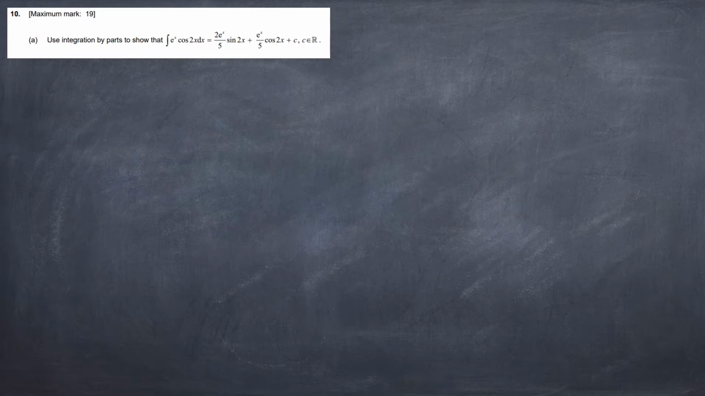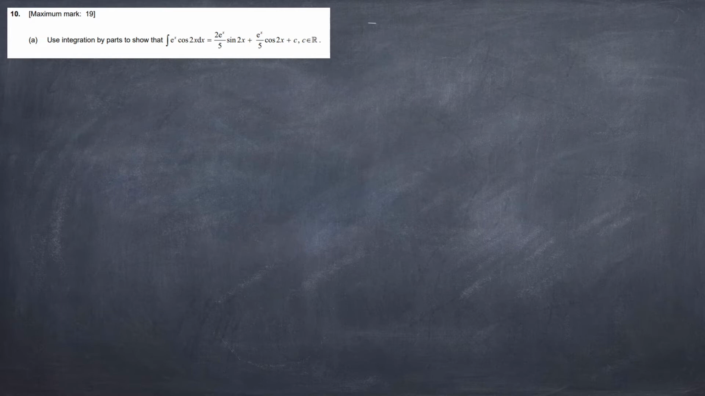The problem is from integration, and it is: use integration by parts to show that the integral of e to the power x cos 2x dx is equal to 2 e to the power x by 5 sin 2x plus e to the power x by 5 cos 2x plus c. So this we need to prove.